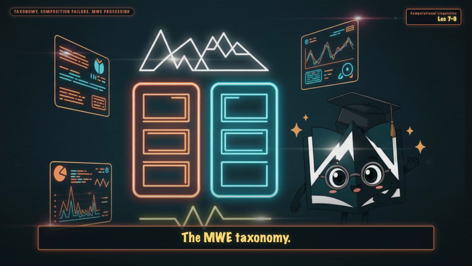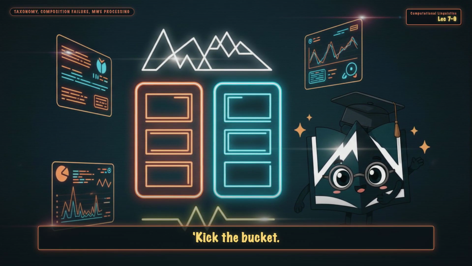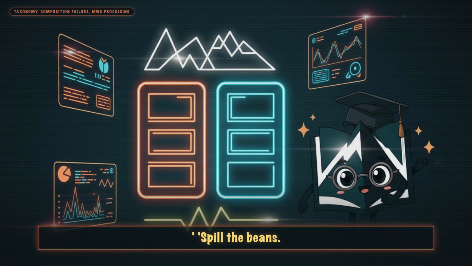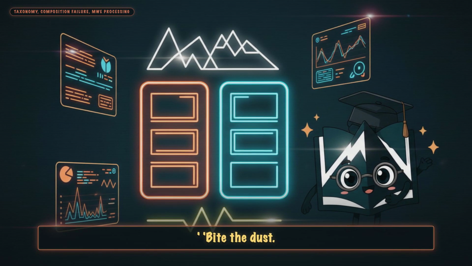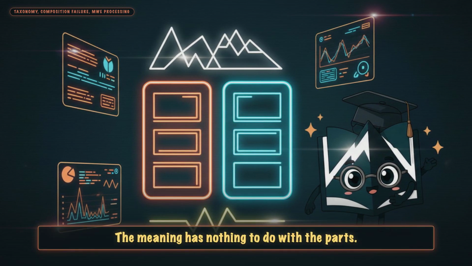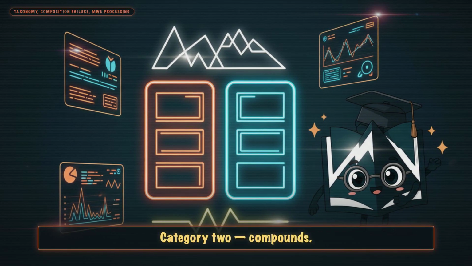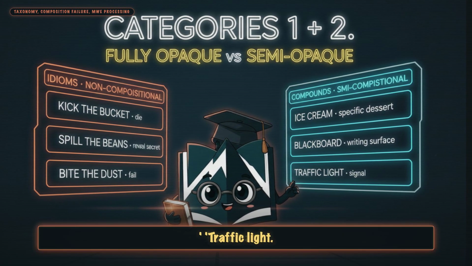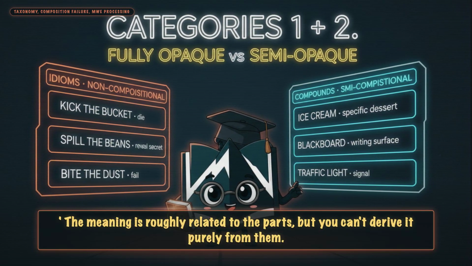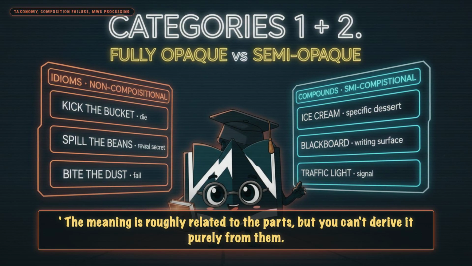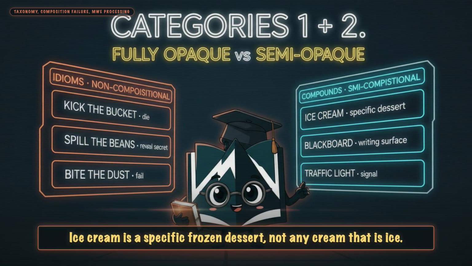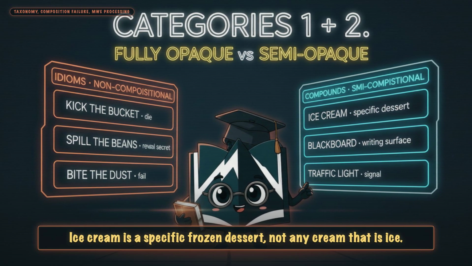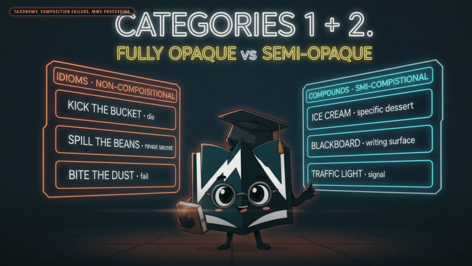Beat 1. The MWE taxonomy. Category 1, idioms: kick the bucket, spill the beans, bite the dust. Fully non-compositional. The meaning has nothing to do with the parts. Category 2, compounds: ice cream, blackboard, traffic light. The meaning is roughly related to the parts, but you can't derive it purely from them. Ice cream is a specific frozen dessert, not any cream that is ice.